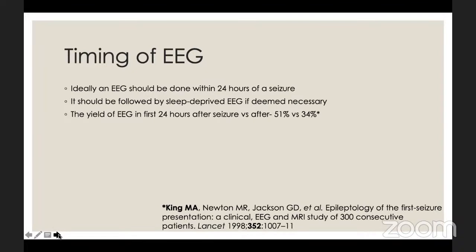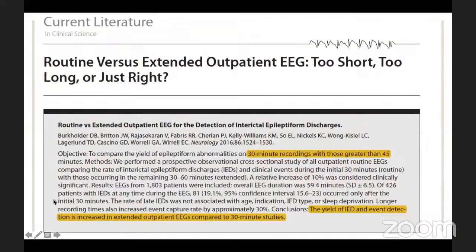The timing of EEG: ideally it should be done within 24 hours of a seizure, followed by a sleep-deprived EEG if deemed necessary. The yield in the first 24 hours is higher, but many a time patients do not reach us that quickly. So when the patient reaches you, thereafter, you can do the EEG. This prospective study that I was talking about showed that if they did a longer recording, that is more than 45 minutes, they could find a higher yield.